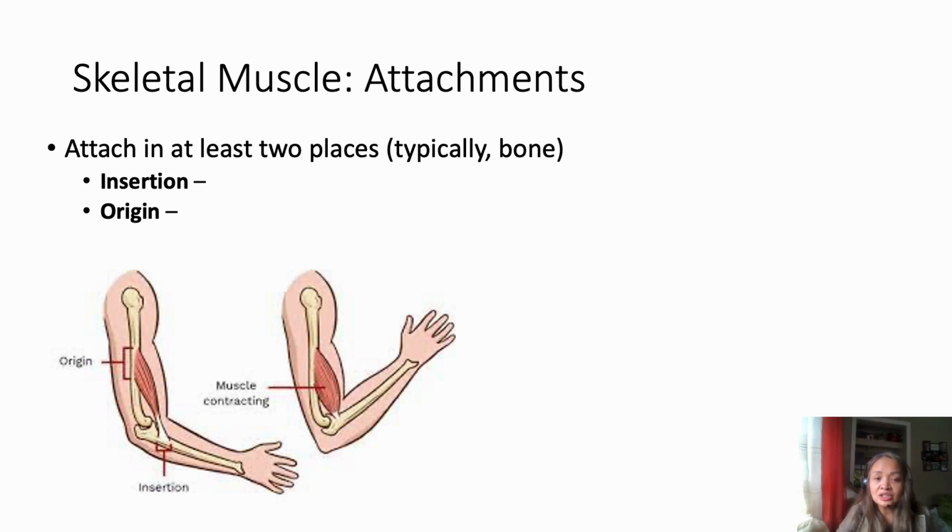You can see the muscle contracting here. It's shortening, and it's pulling the ulna towards the humerus. The ulna is the one that's moving, therefore the ulna is the insertion. The fixed bone is the origin.